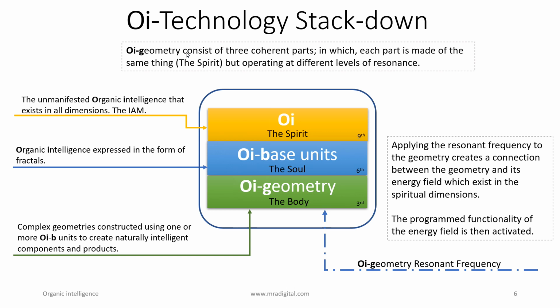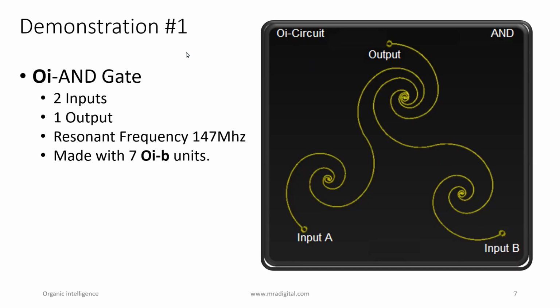The reason why it's a stack down is because everything grows within. Nothing is outside. There's no such thing as outside. Everything is inside. We perceive that it is on the outside, but it's only inside, and it grows within the inner dimensions. So now we'll do a demonstration of the OI AND gate.